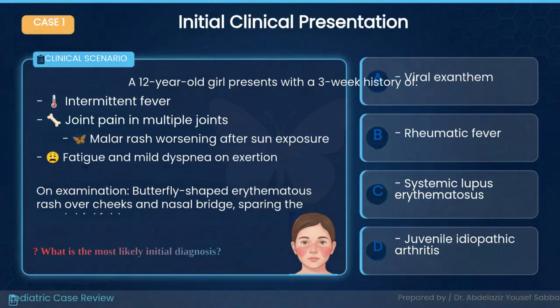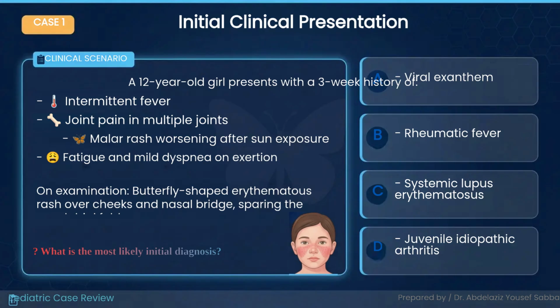Case 1. A 12-year-old girl presents with a 3-week history of intermittent fever, joint pain in multiple joints, malar rash worsening after sun exposure, and fatigue with mild shortness of breath on exertion. On examination, she has a butterfly-shaped erythematous rash over the cheeks and nasal bridge, sparing the nasolabial folds. What is the most likely initial diagnosis?